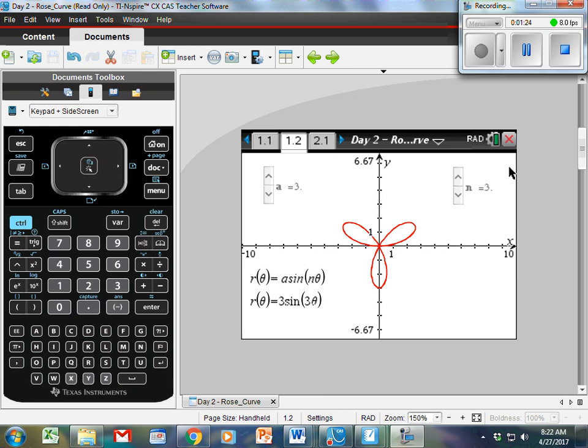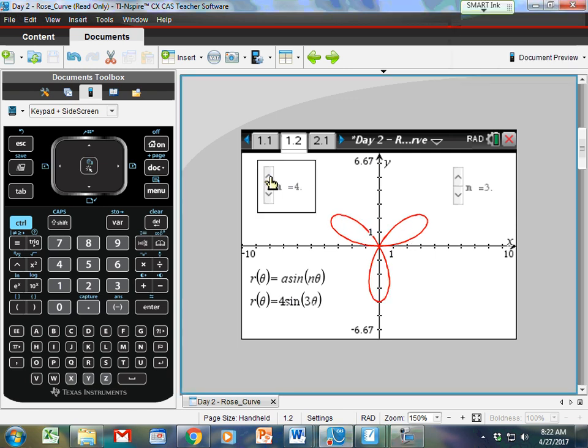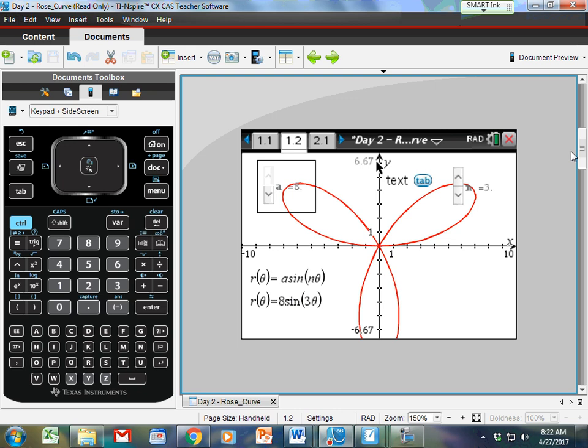So check out what happens when I increase A. So I'm going to make A, if it will let me, 4. What happened? Could you see anything that happened? I made it 5, 6, 7, 8. Okay, so what do you think A determines? The length of the petals. Does that make sense? It's the length of the petals.